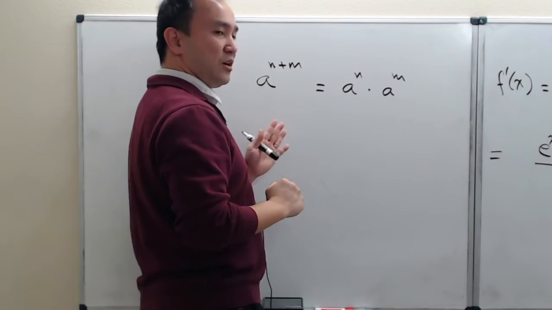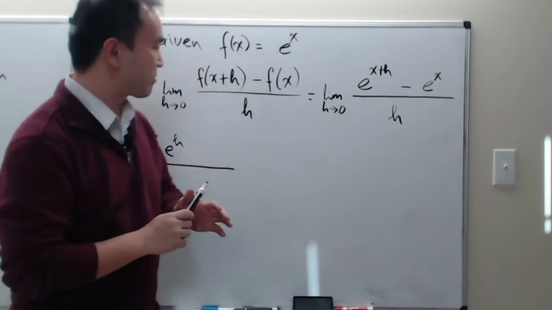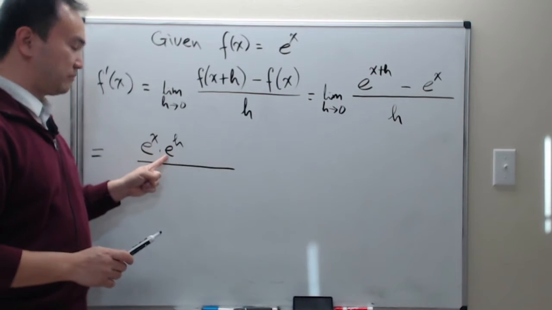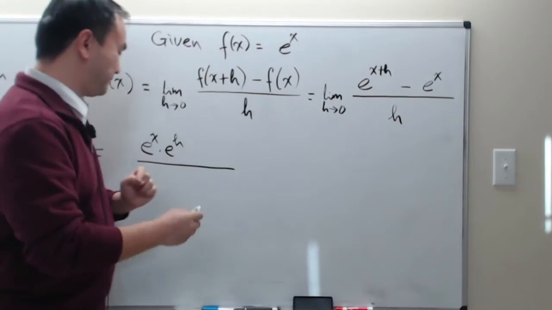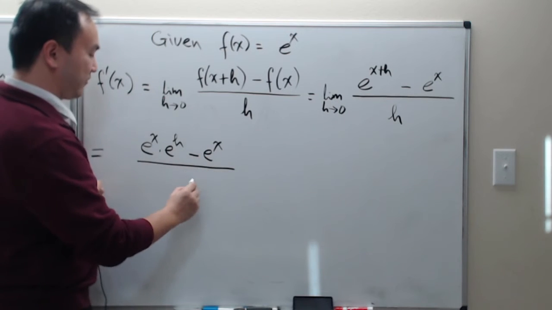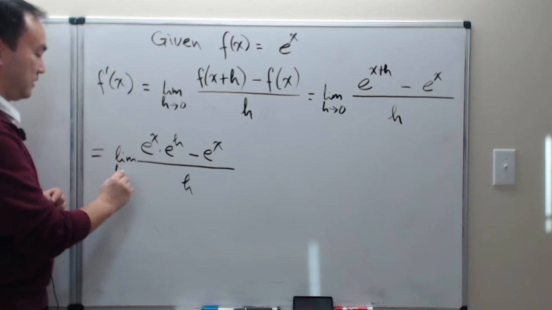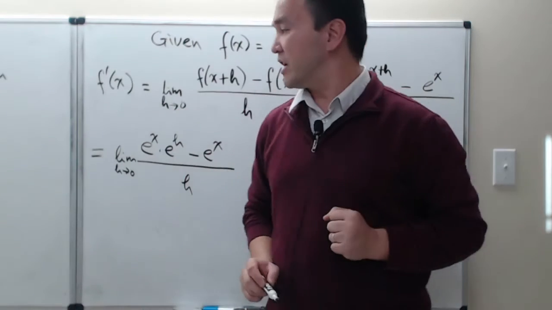And so in that way, that is how I bring my e to the x plus h term into e to the x times e to the h. And now the other term in my numerator stays the same, minus e to the x. And we are dividing by h. And this problem is still, in the end, a limits problem where we're letting h approach 0.